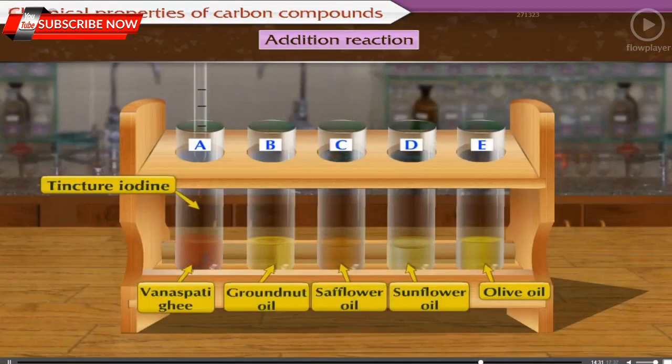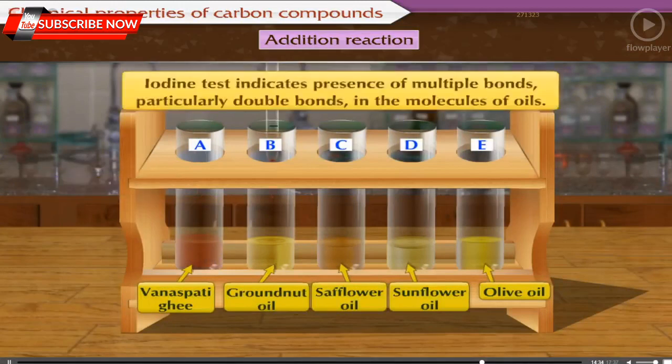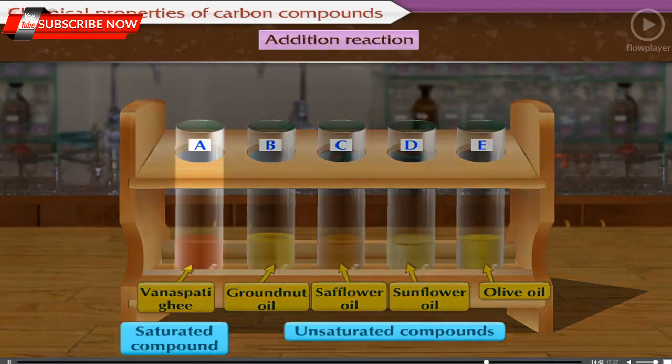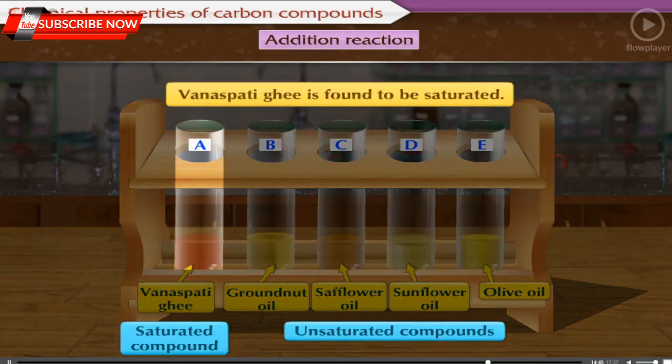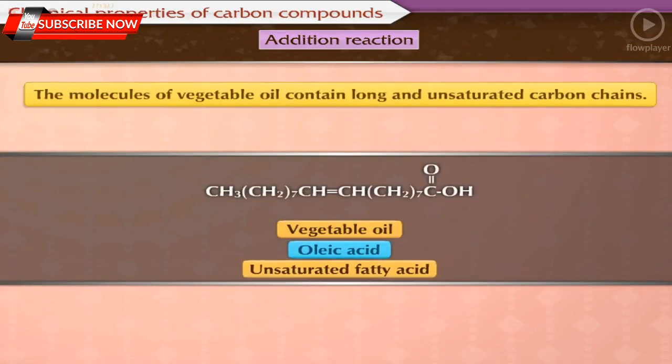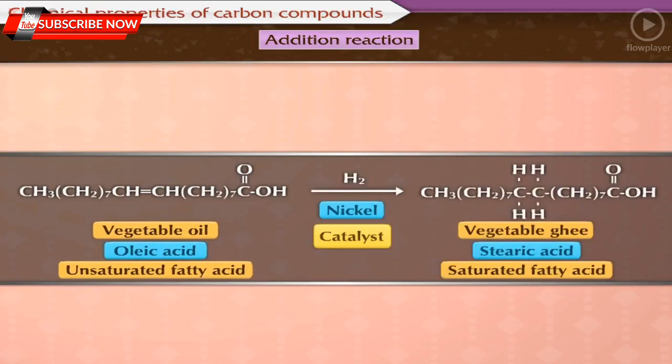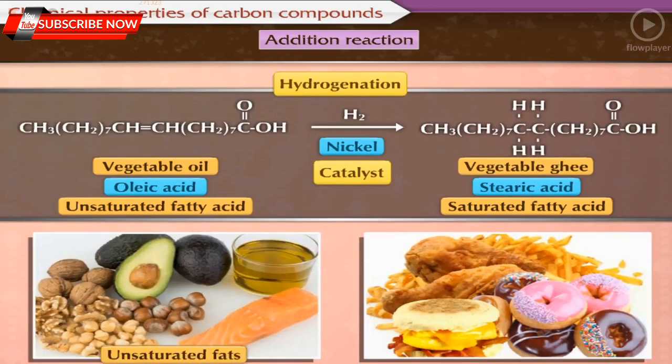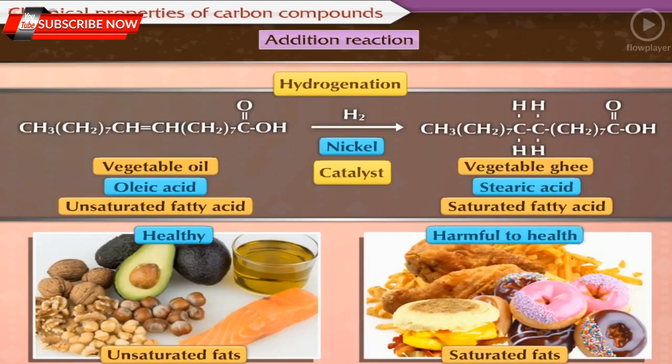In the activity using iodine, we have seen that iodine test indicates presence of multiple bonds, particularly double bonds, in the molecules of oils. While vanaspati ghee is found to be saturated, the molecules of vegetable oil contain long and unsaturated carbon chains. Hydrogenation transforms them into saturated chains and therefore vanaspati ghee is formed. Unsaturated fats containing double bonds are healthy, while saturated fats are harmful to health.